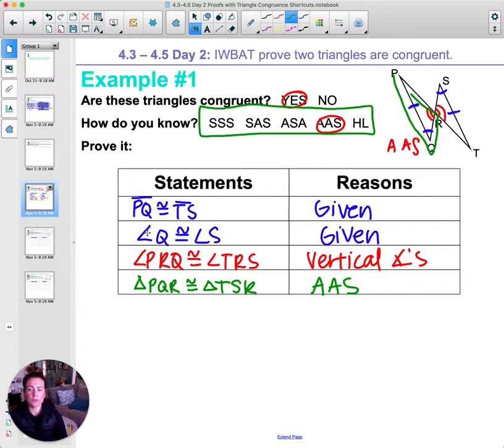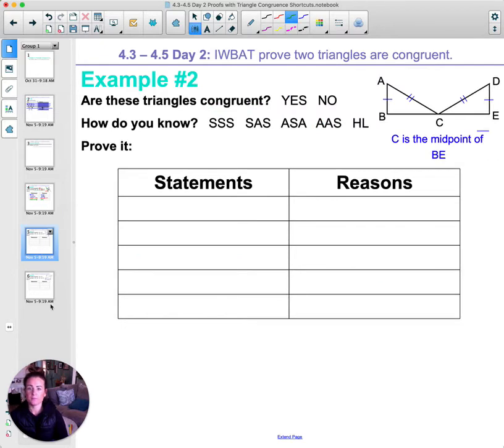So what were you given? You marked this up. How did you know? And then your final step is to prove what you were supposed to be proving. Okay, next one.